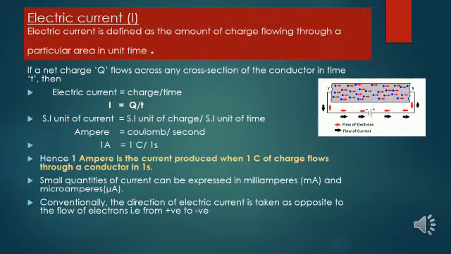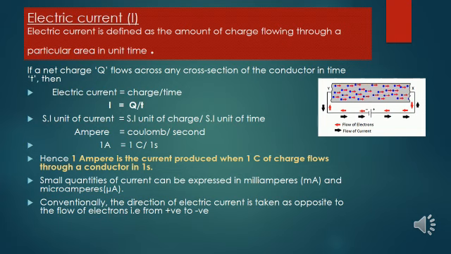Electric current is noted by the letter I. When a conductor is connected to a source of electricity, electrons start moving from one end of the conductor to the other. They are the charge carriers and they constitute the flow of charge. Hence, electric current is defined as the amount of charge flowing through a particular area in unit time.